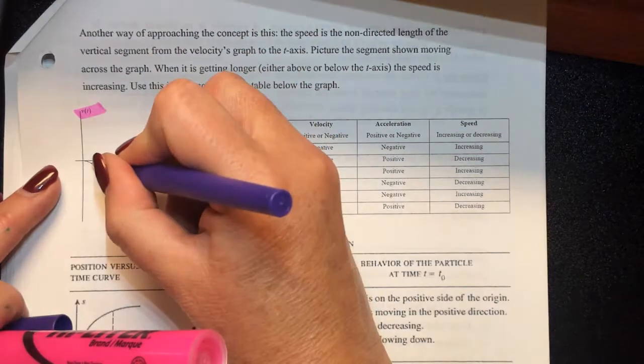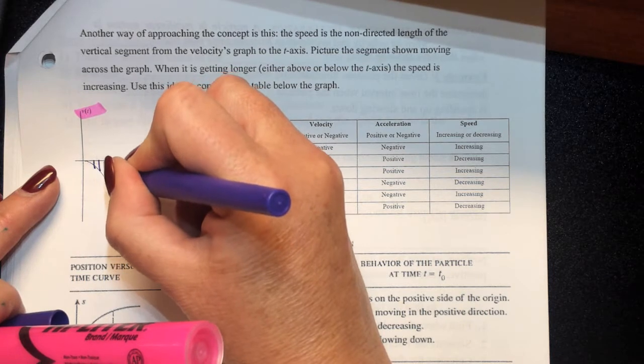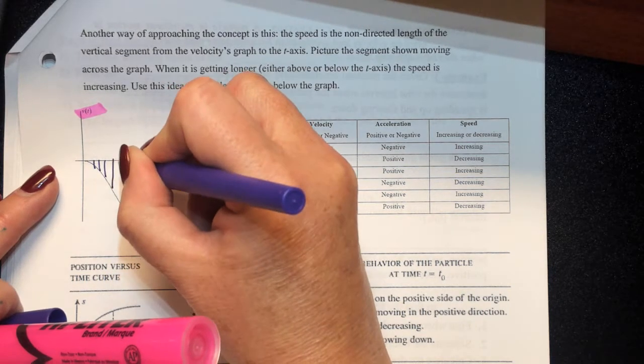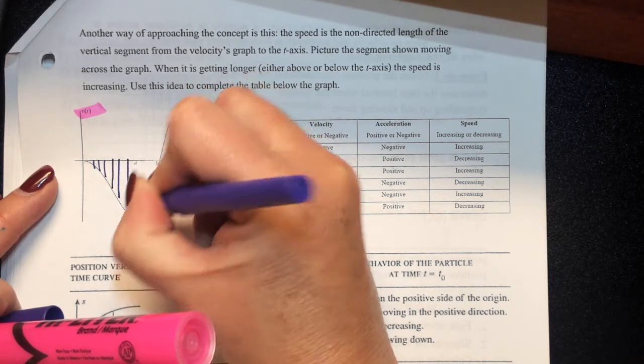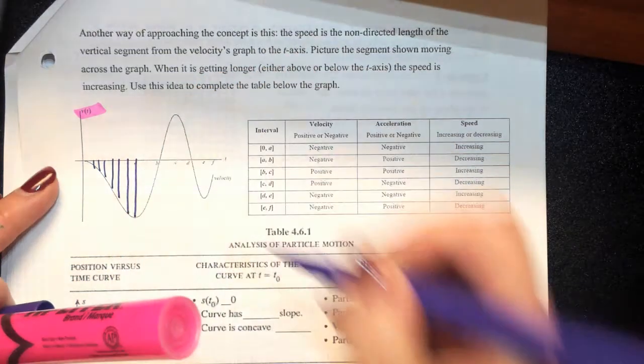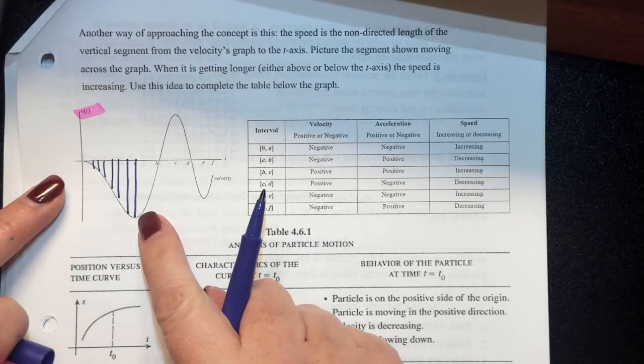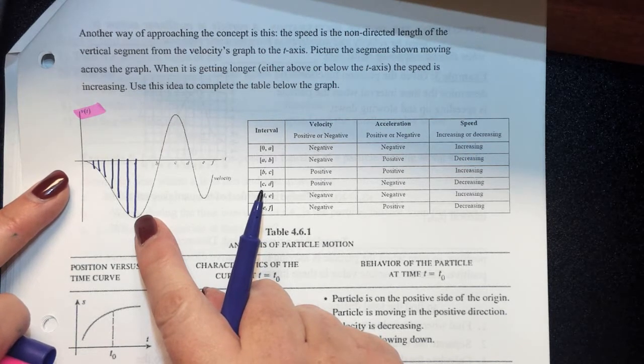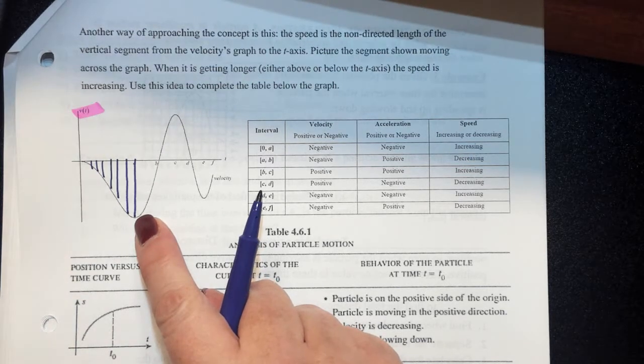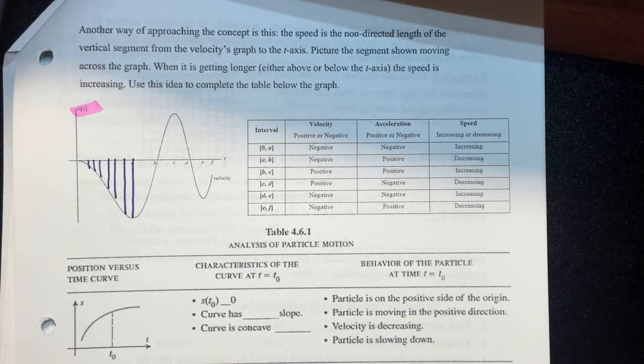So if you start reading your graph from left to right, when you're approaching your interval from 0 to a, what's happening with the length of these line segments? The length of these line segments are getting longer. So that's how you can read the graph, knowing that the speed is also increasing, because the length of those line segments are increasing from the x-axis.